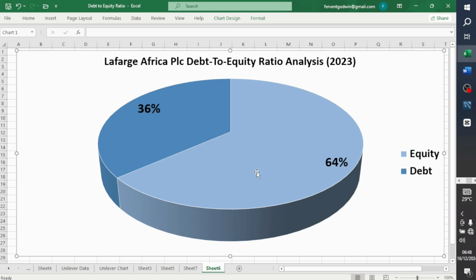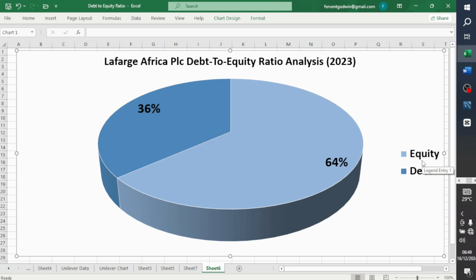Before I end the video, I just want to give more of an overview to help you understand what the metric says. Like I said before, a low debt to equity ratio is anything less than 0.5. Now we have Lafarge at 0.57. When the debt to equity ratio is less than 0.5, it shows that the company is relying more on equity financing than debt, indicating a conservative approach to financing. A low ratio suggests lower financial risk as the company has less debt to service. Also, such a company may have more flexibility to take on debt in the future to finance growth initiatives.